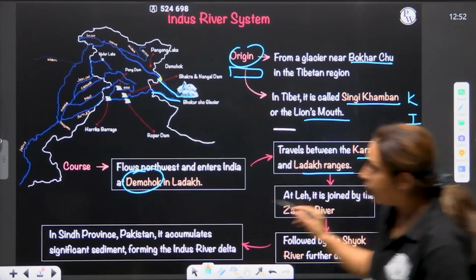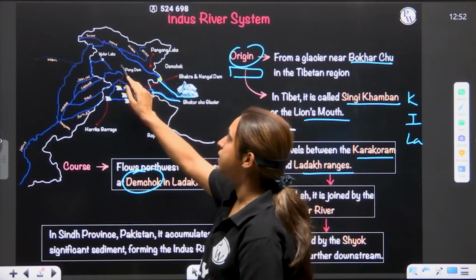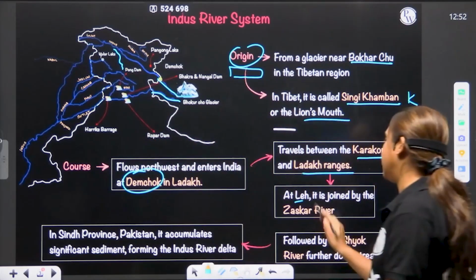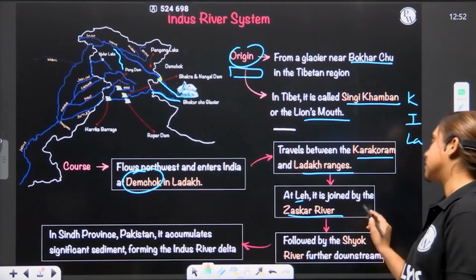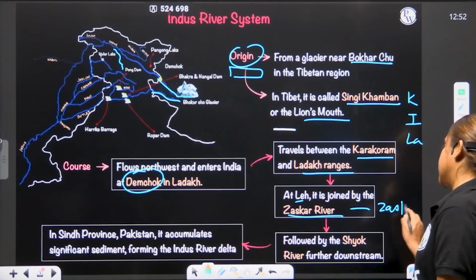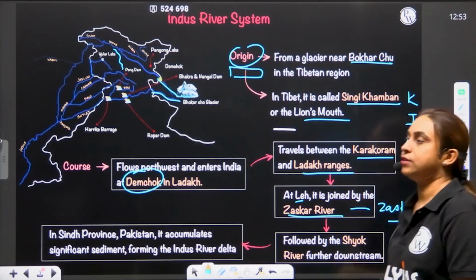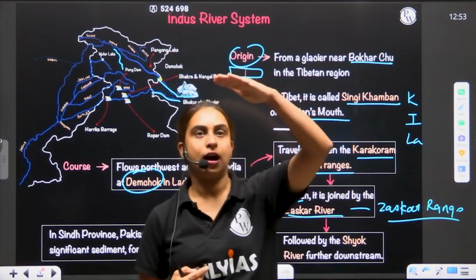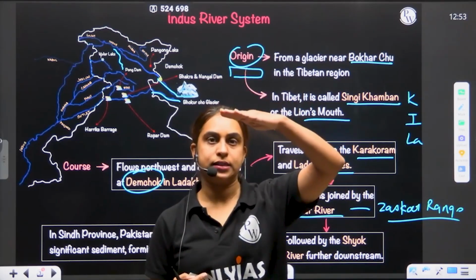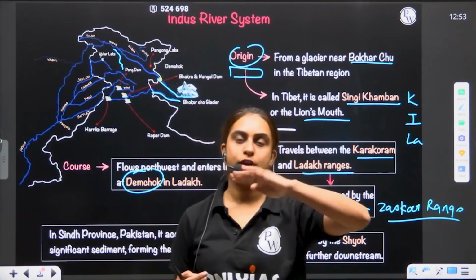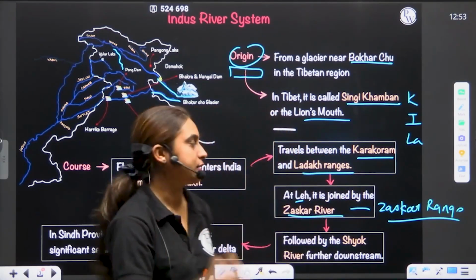At Leh, you will see it is joined by the Zaskar. So you also have a Zaskar river, which is not shown here. The Zaskar river originates from the Zaskar range. So it is Karakoram, Indus, Ladakh, then you have your Zaskar river and the Zaskar range.